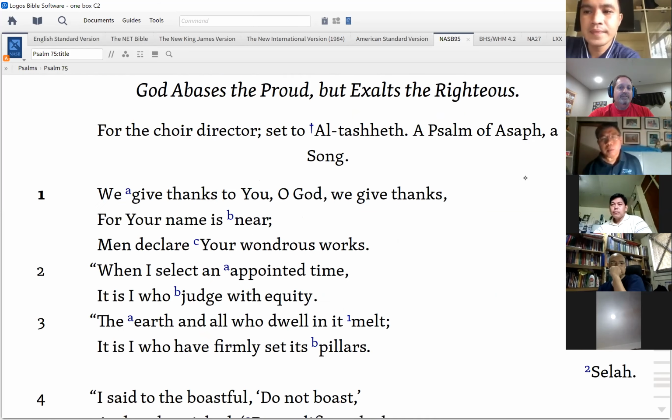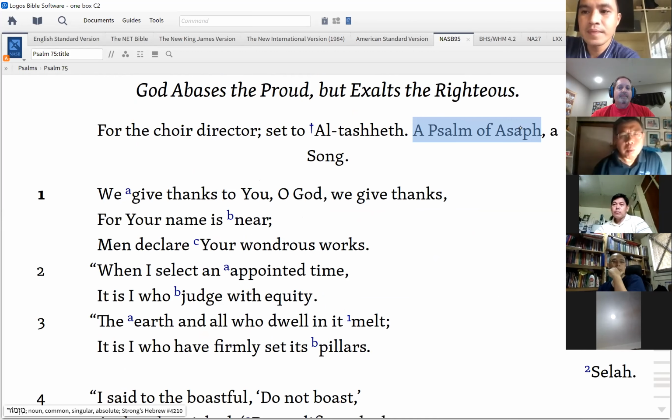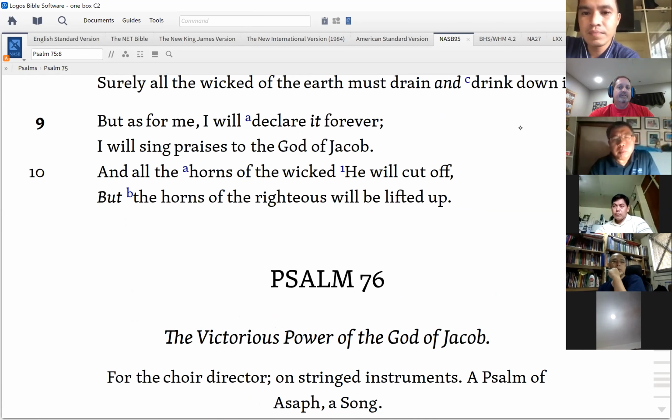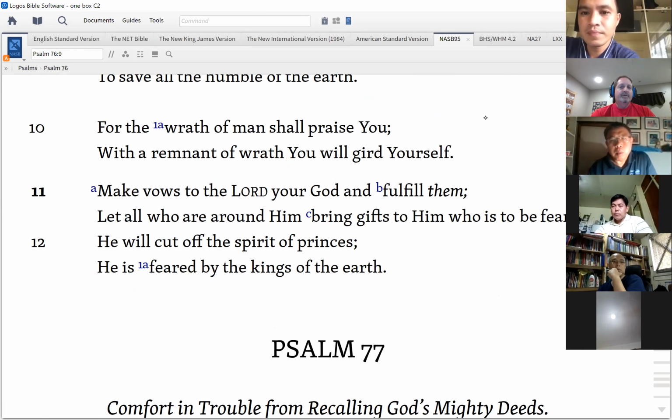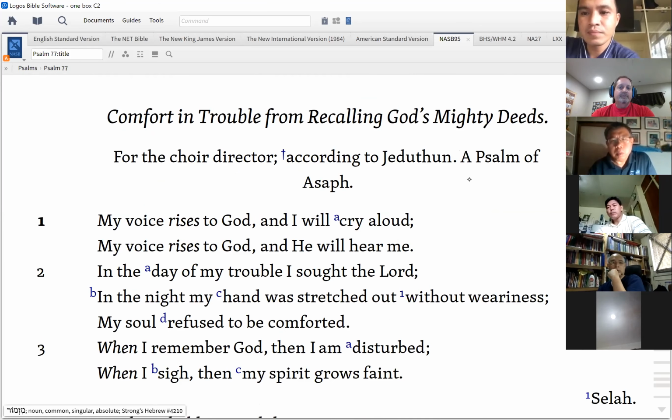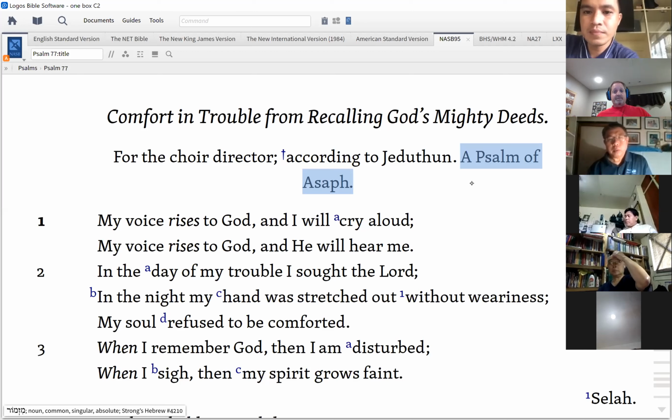Psalm 75, Psalm of Asaph. Do you see that? And we could keep going. Psalm 76, a psalm of Asaph. And this is Psalm 77, Asaph. So the compiler collected all of Asaph's psalms together. I think all of them are in a group together, except there's, I think, one inserted in between. But there's 12 or 13 psalms that Asaph wrote that are all grouped together.